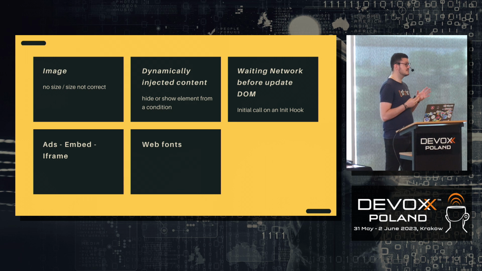So what can cause cumulative layout shift problems? First, images. Images with no size, images with bad size, images with an incorrect ratio, dynamically injected content. It's easy to have these problems because thanks to Angular, React, or Vue, it's easy to hide or show something dynamically, right? So be careful when you use it. Waiting for the network before updating the DOM. So it's easy to have these problems. If you don't want to have these problems, go with server-side rendering frameworks maybe.